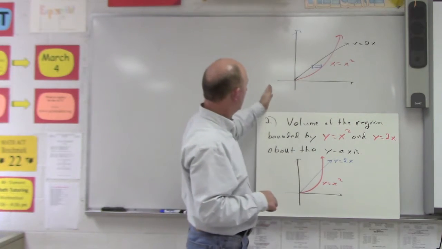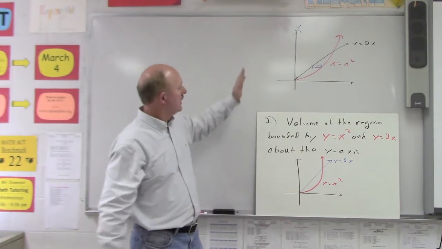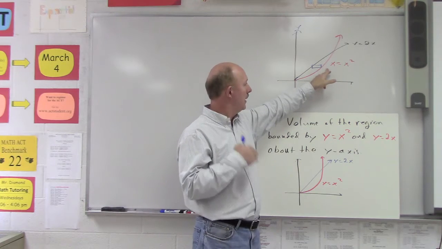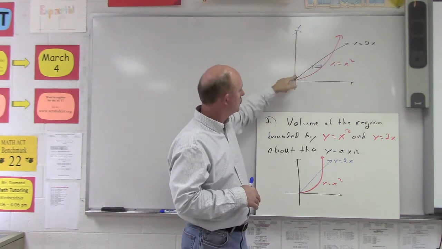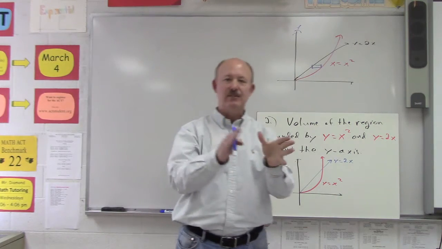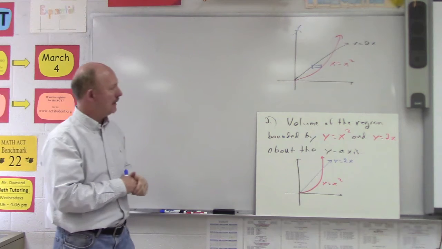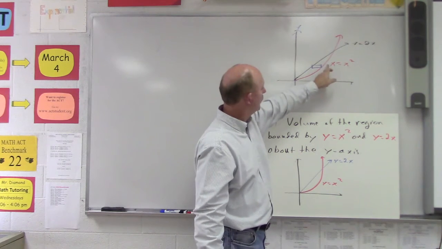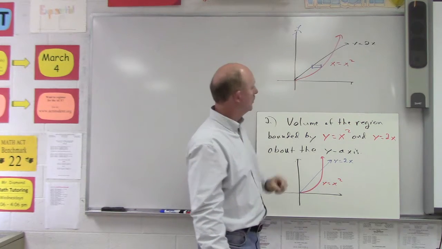All right. Now, we're revolving this about the y-axis. So this time, the distance from the y-axis to the curve is going to be our outside function. The straight line would be our inside function. As you set this up, you want to keep that in mind. So big R would be the distance from the y-axis to the curve. Little r would be the distance from the y-axis to the straight line.